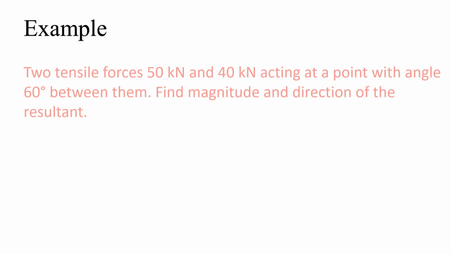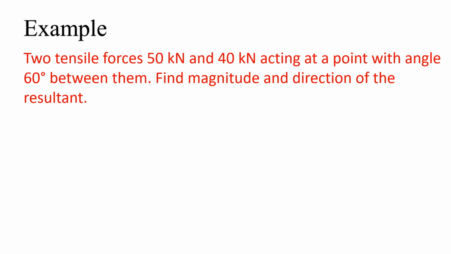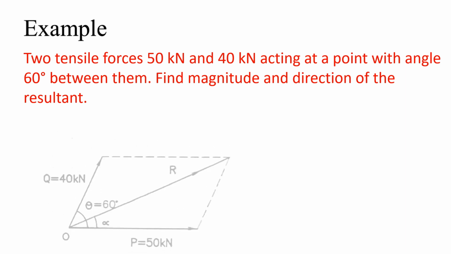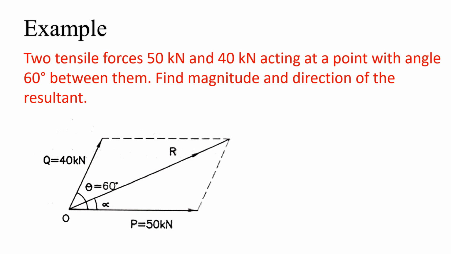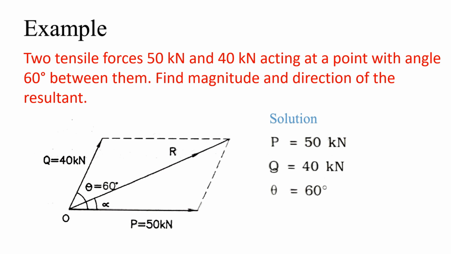Let's solve one example. Two tensile forces, 50 kilonewton and 40 kilonewton, act at a point with an angle of 60 degrees between them. Find the magnitude and direction of the resultant. Here the two forces are given, 40 kilonewton and 50 kilonewton. Their angle is 60 degrees, and alpha and R are unknown. So P equals 50 kilonewton, Q equals 40 kilonewton, and theta equals 60 degrees.